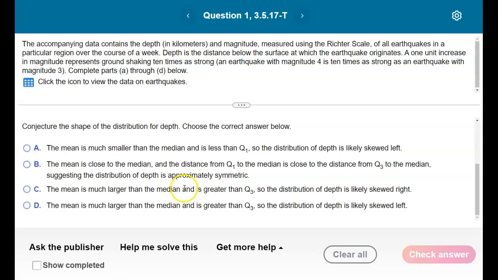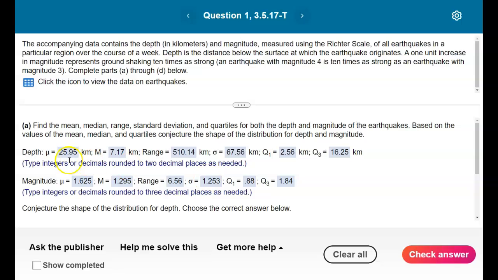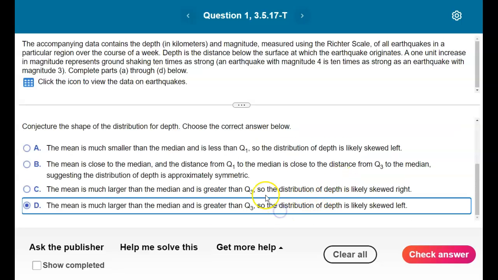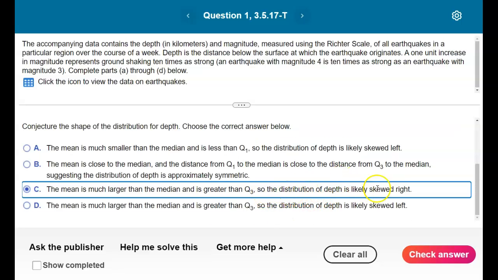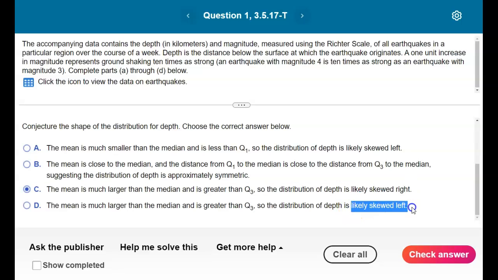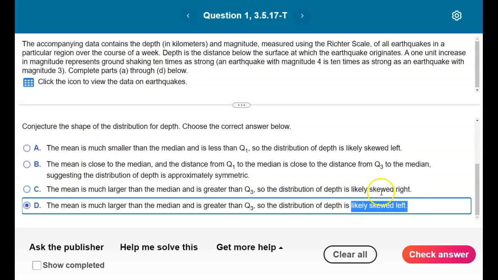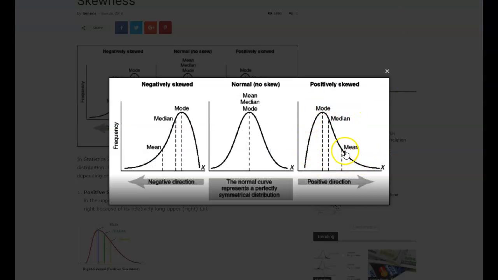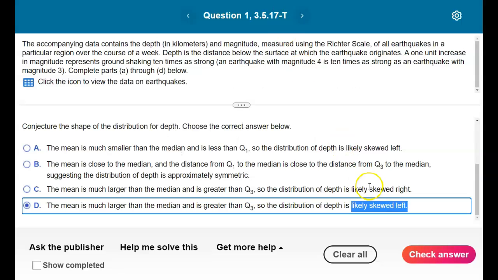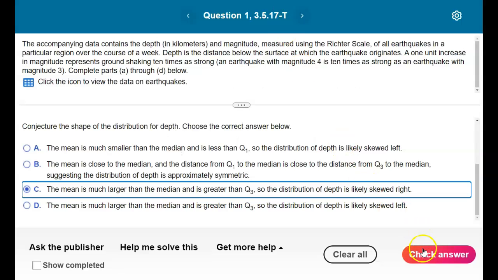And notice another thing, if I go back, I can see that the mean is even greater than Q3. Let's go back and check. The mean is greater than Q3. So then the last part of this is deciding, do we call that skewed right or skewed left? And it's always skewed in the direction of the tail. So if it's shaped like this, the tail here is on the right, so that's going to be skewed right, is the best choice.